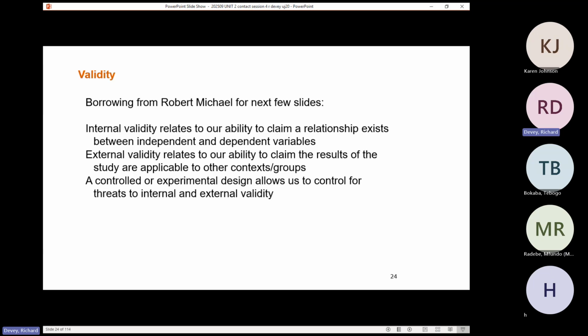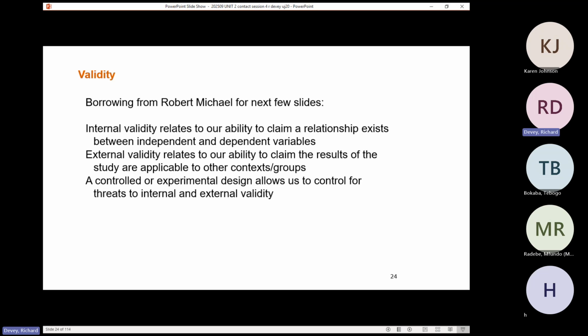I'm borrowing from a person called Robert Michael for the next few slides, because he just said it much better than I could say it. As I mentioned, with validity, it's quite important to understand that there are different types of validity. There isn't just one definition of validity. There are different forms of validity. Internal validity refers to our ability to claim a relationship exists between independent and dependent variables. That's related to the relationship between the variables that we're measuring.